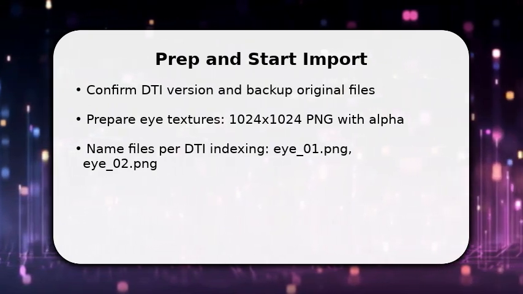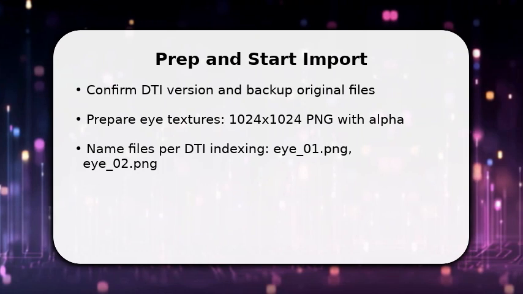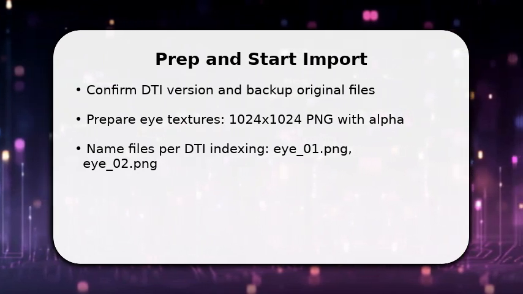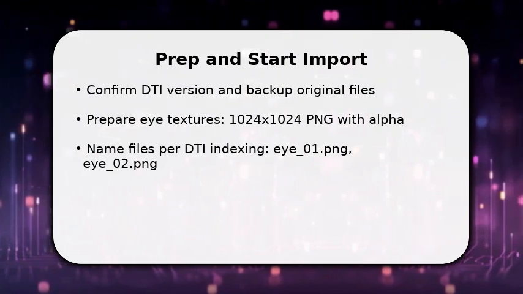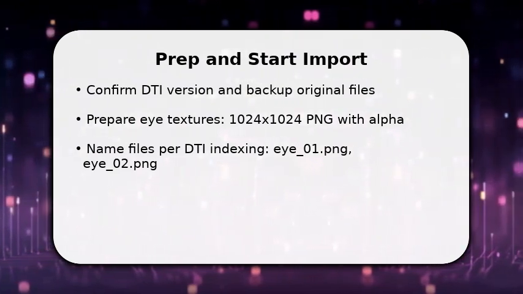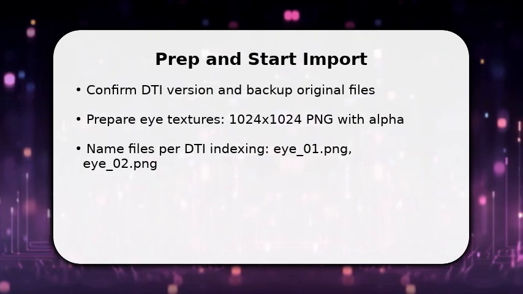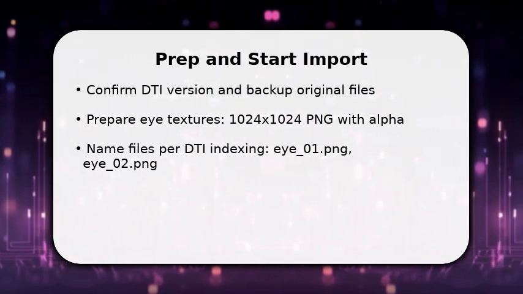Use sequential identifiers like I01.PNG to match the engine index. This ensures the importer maps correctly. Make sure file paths match the DTI import list, so the process finds assets immediately and avoids manual relinking later.